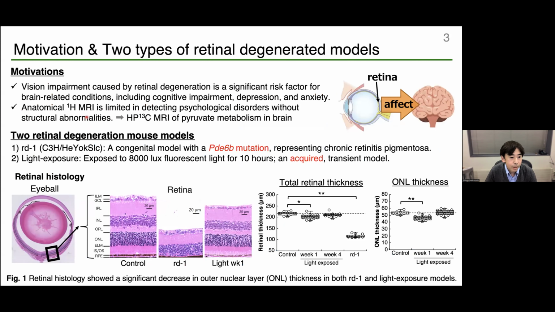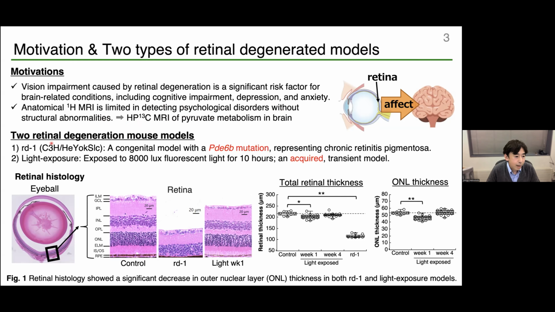Vision impairment caused by retinal degeneration is not just an eye issue. It significantly increases the risk of brain-related conditions, including cognitive impairment, depression and anxiety. Conventional anatomical MRI is limited in detecting such psychological or functional disorders, especially when no structural abnormality can be observed. This motivated us to use hyperpolarized carbon-13 MRI of pyruvate metabolism to detect them.